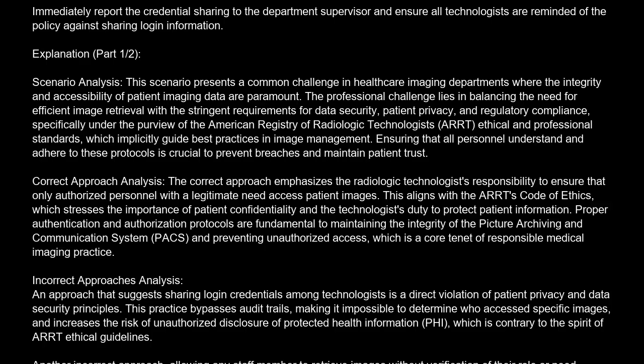Incorrect approaches analysis. An approach that suggests sharing login credentials among technologists is a direct violation of patient privacy and data security principles. This practice bypasses audit trails, making it impossible to determine who accessed specific images, and increases the risk of unauthorized disclosure of protected health information, PHI, which is contrary to the spirit of ARRT ethical guidelines.